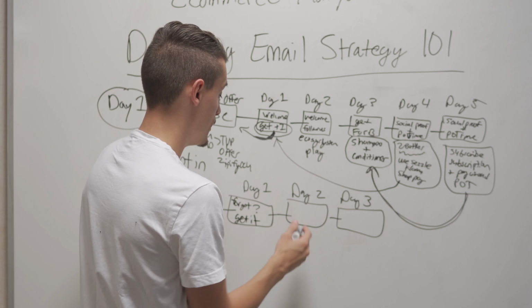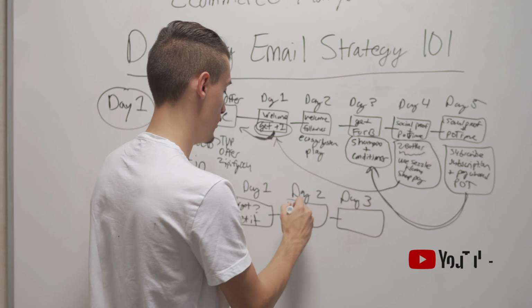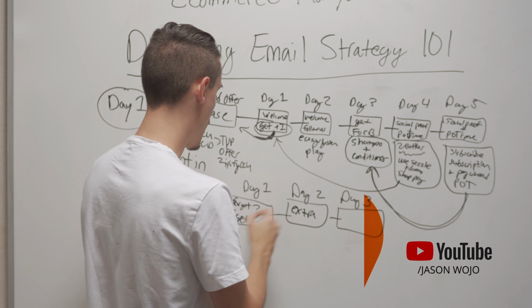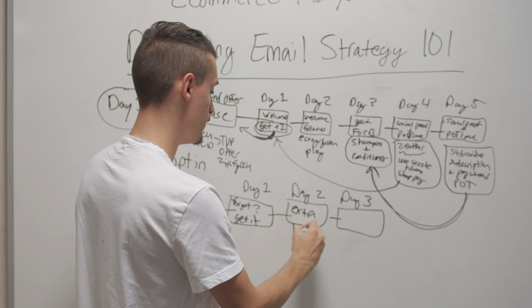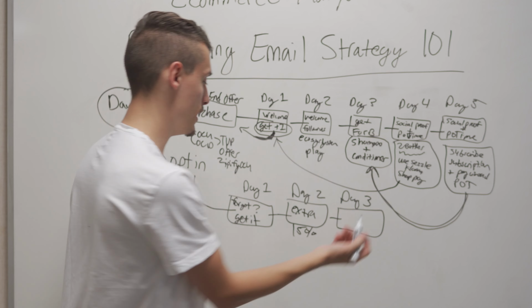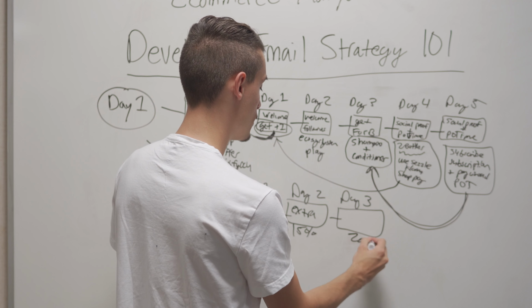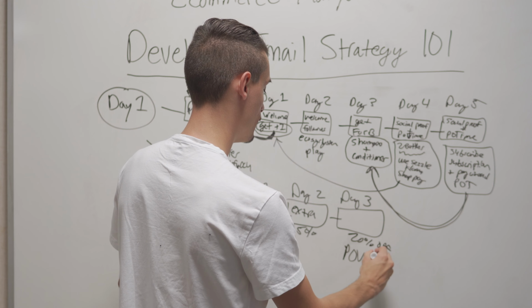Day 2 is, hey, listen, I'm going to give you something extra. So they might have gotten, let's say it's a 10% off opt-in. This day 2 is 15% off. And then day 3 is like, listen, is it the price? Because if it is, I'll give you 20% off and you can pay over time.